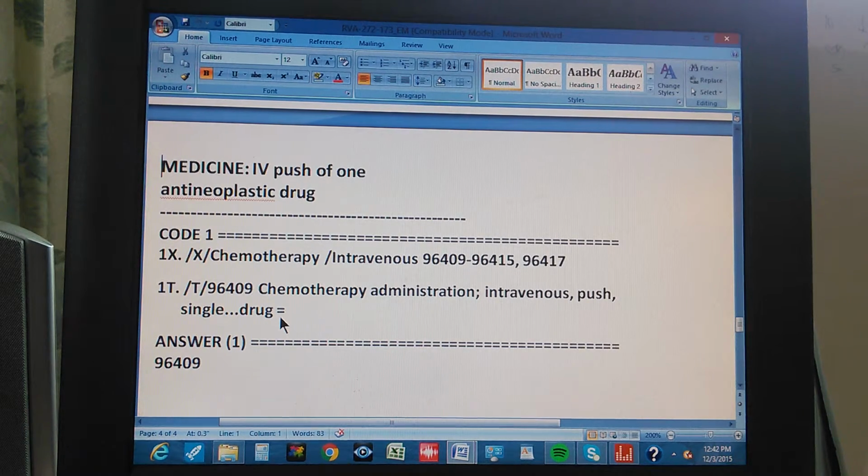So just by intuition, you don't need to look further, but you can do it, and then you're going to find that all the other codes don't apply. But this one applies, right? So that's why we have an equal sign there, which means that this is the right code. And the answer, of course, is 96409.